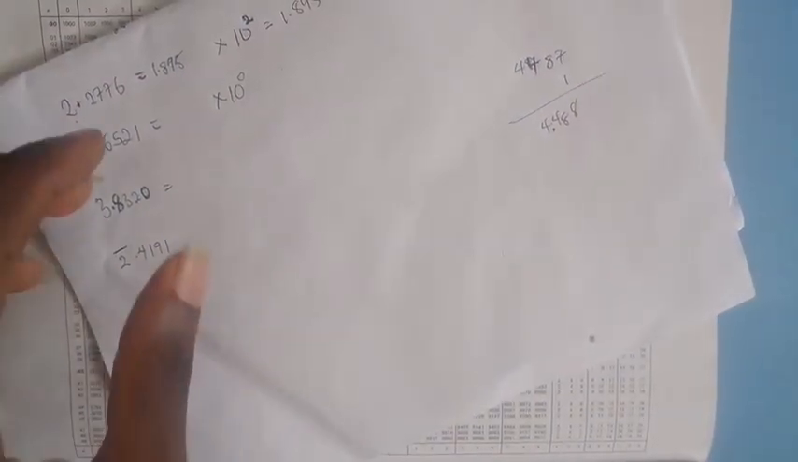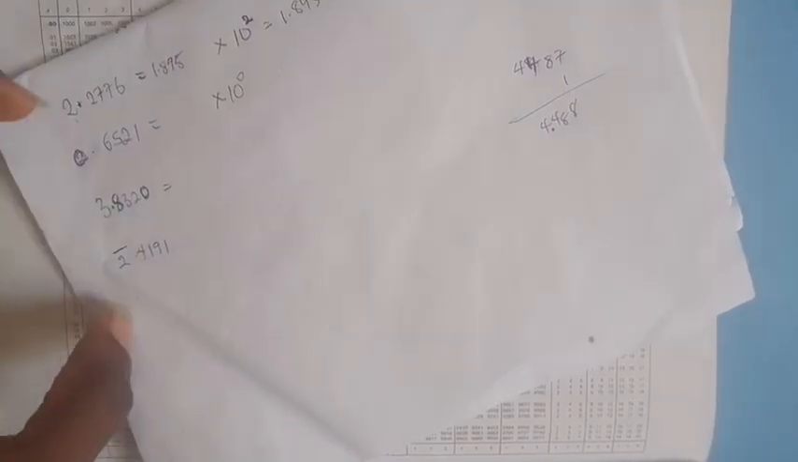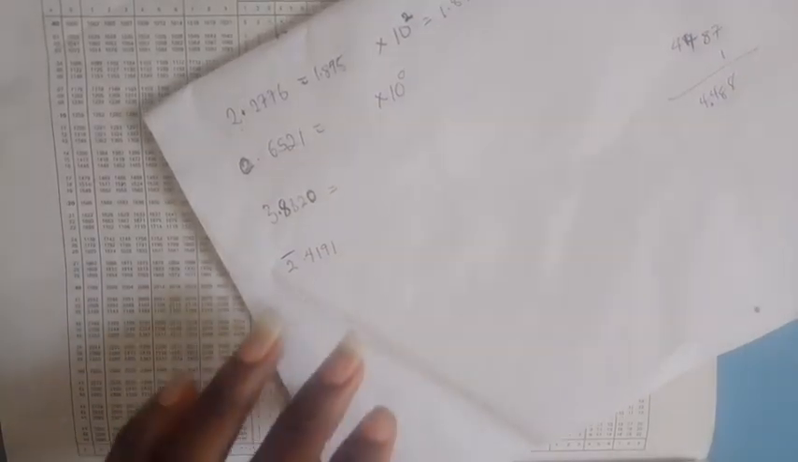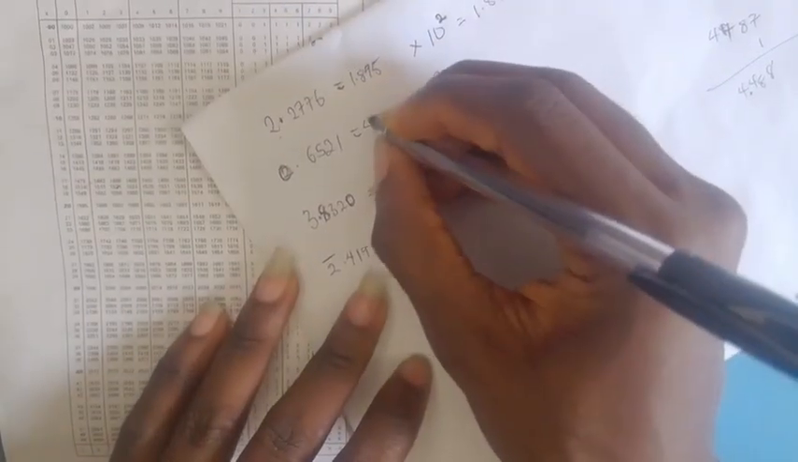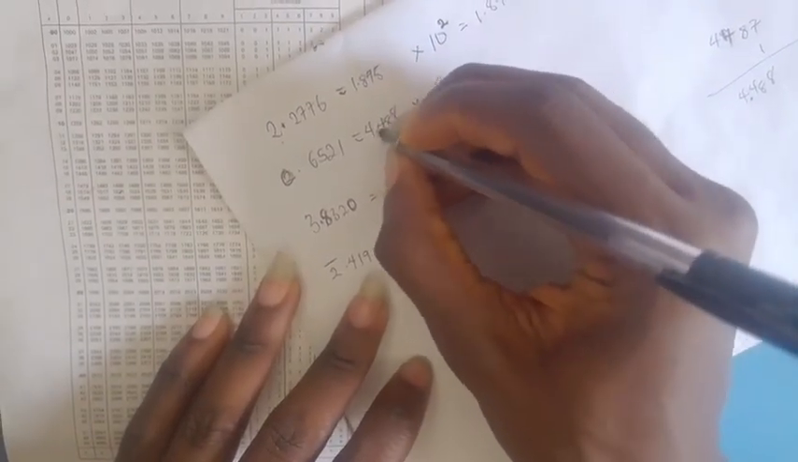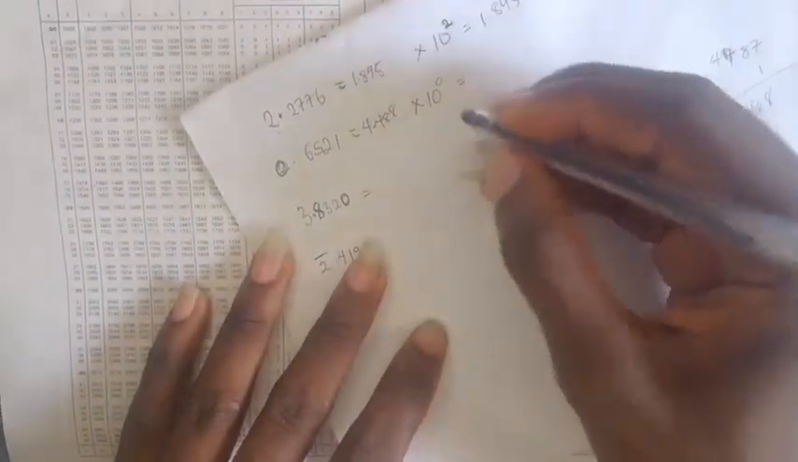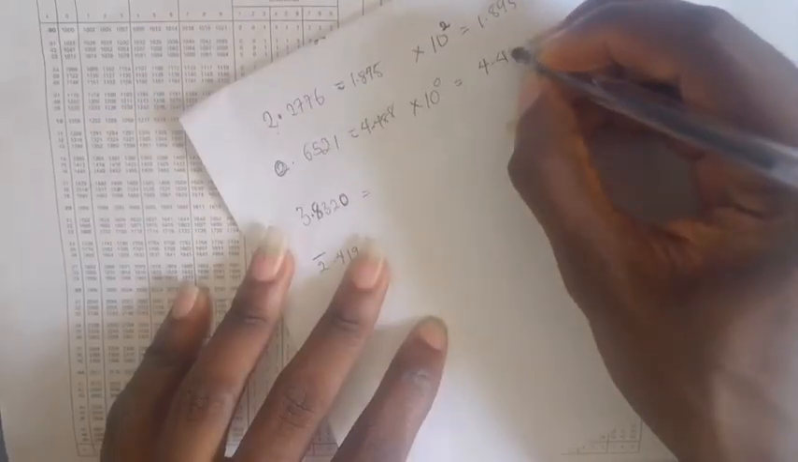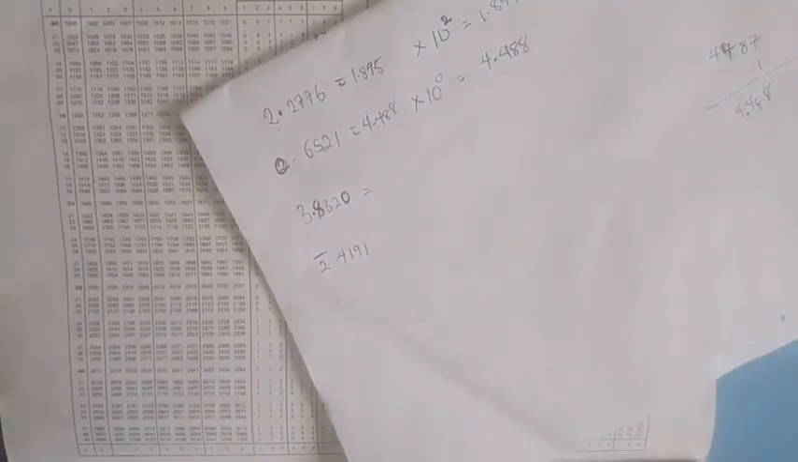Remember, you are going to first represent it in standard form. When you are converting from logarithm back to numbers, you first convert it to standard form, then to numbers. That's why I actually emphasized standard form before we dive further into the class. So you have 4.488 times 10 raised to power 0. 10 raised to power 0 is what? 1, right? So you have 4.488. This is our answer.